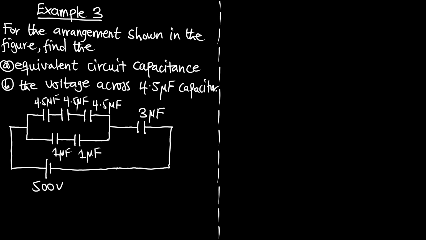For the arrangement shown in the figure, find A, the equivalent circuit capacitance. So you can see that we have a combined arrangement, both parallel and series arrangement of capacitors. So we are to find the overall capacitance in the circuit. And the B part is the voltage across the 4.5 microfarad capacitor. So we'll check the voltage across one of the 4.5 microfarad capacitors. Are you okay? So let's look at how we can solve this.